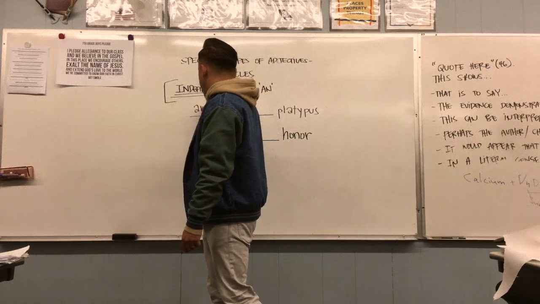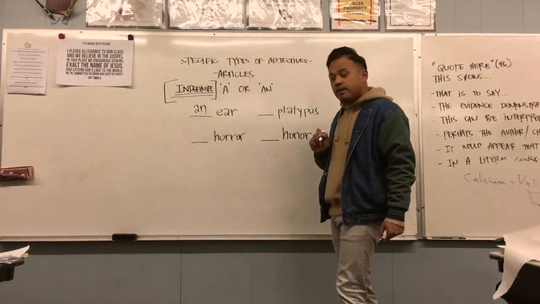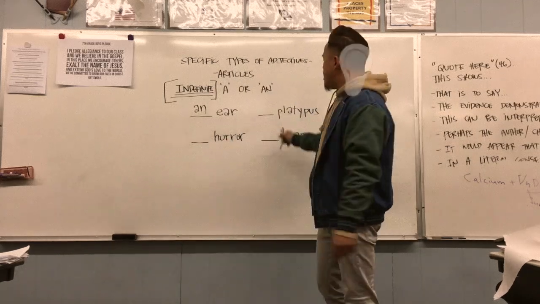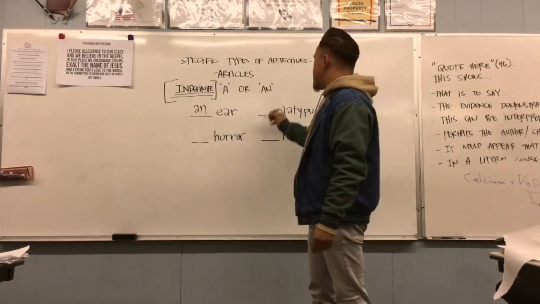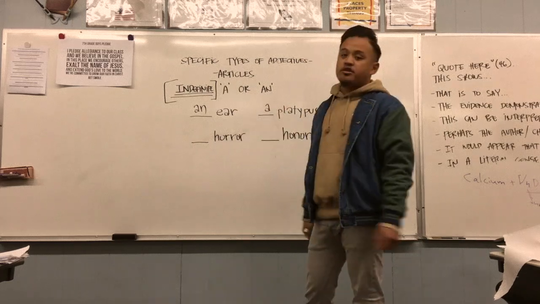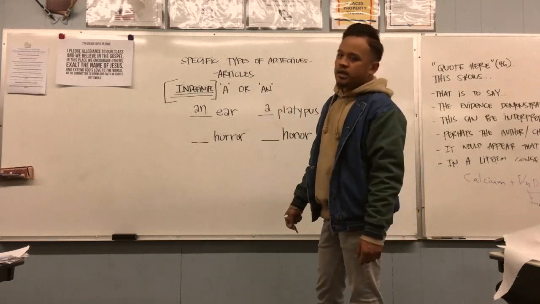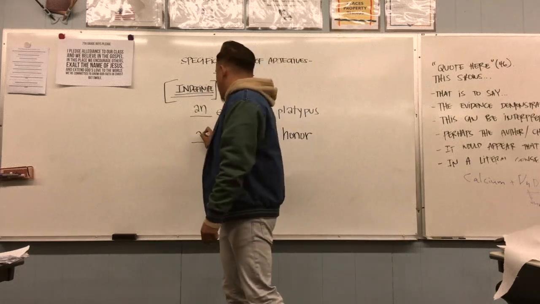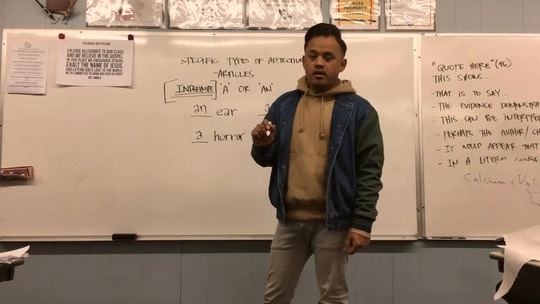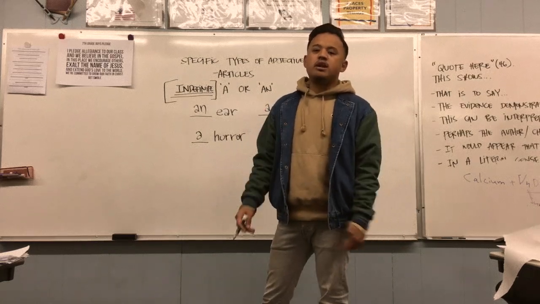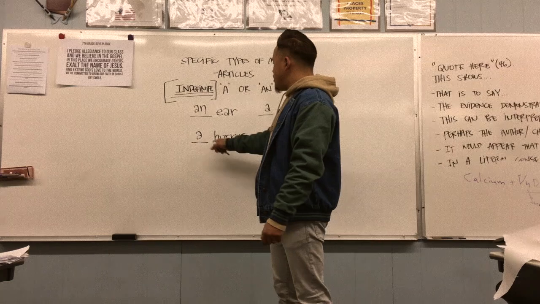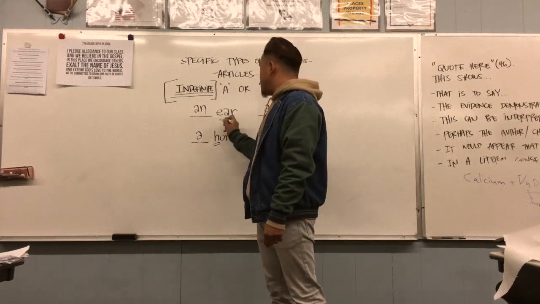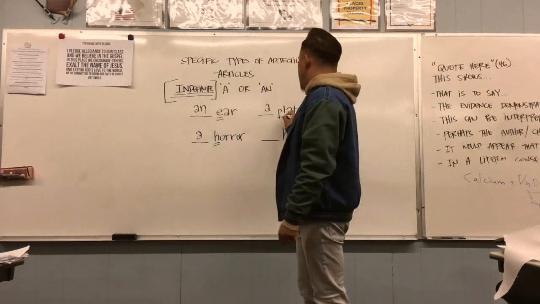An ear. You're talking about ears, you're talking about an ear, right? Or if it's platypus, that starts with a consonant sound, so you'd say a platypus is swimming in the ocean. This one, a horror. What kind of movie did you go watch? We went to go watch a horror. So that is a consonant sound. This is a vowel sound, consonant sound.